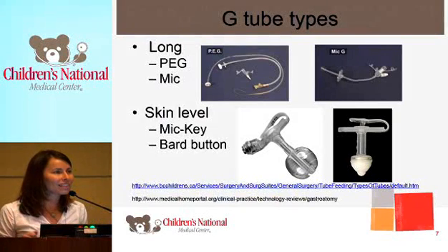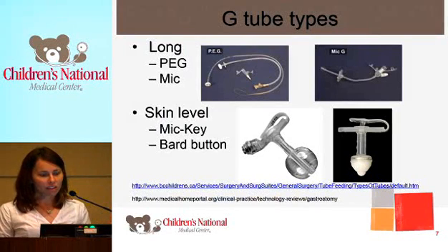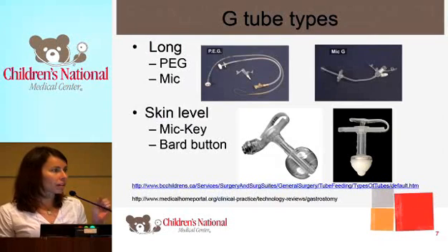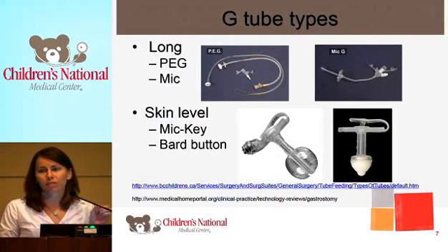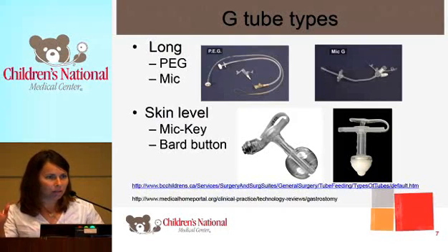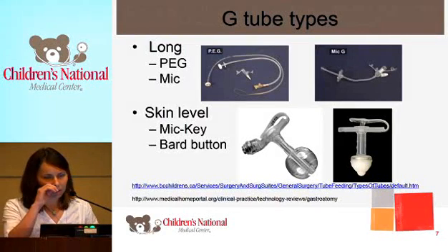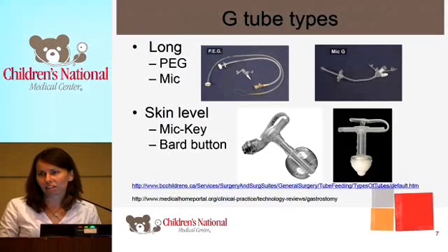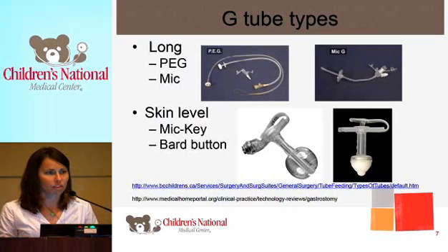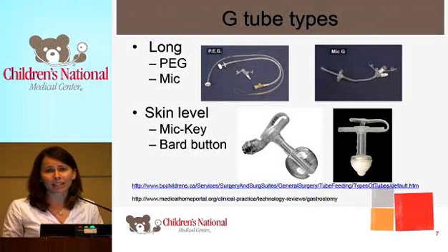So you pull it back and you look at it, and the first thing you're going to notice is it's either got a tail on it or it doesn't. So there are long tubes, and then there are skin-level tubes, and those are the ones that people refer to as the button. When they talk about their button, that's what they're talking about, these skin-level tubes. Pluses and minuses, I'm not going to go into the reasons behind one versus the other in great detail, because that decision is often made by the GI docs and the surgeons long before they ever arrive to me. But the most common long tubes are the PEG tube and the MIC.